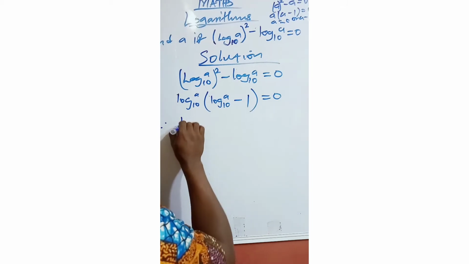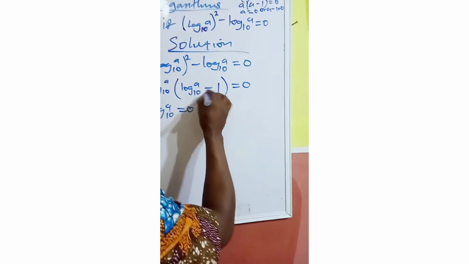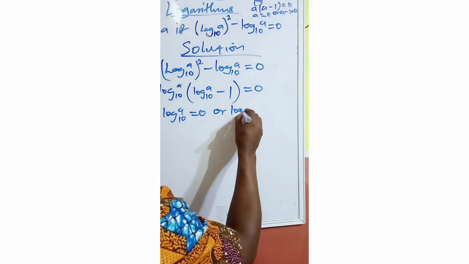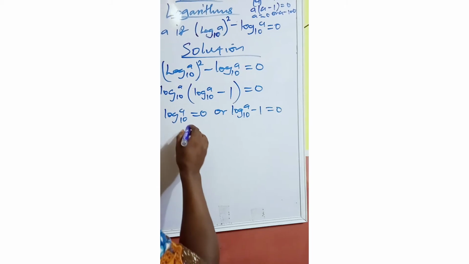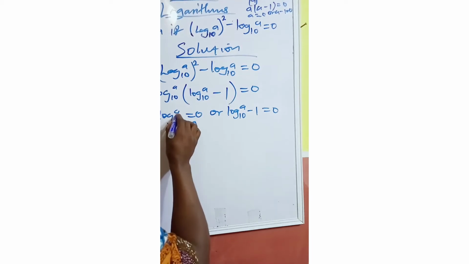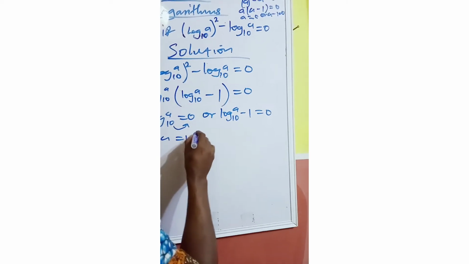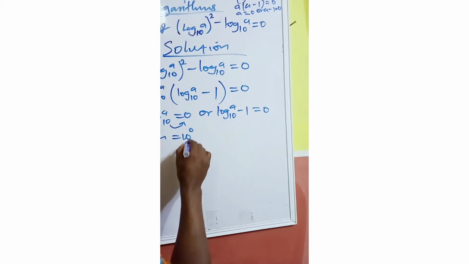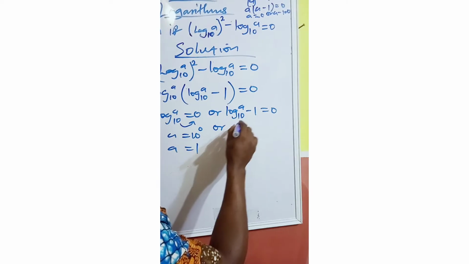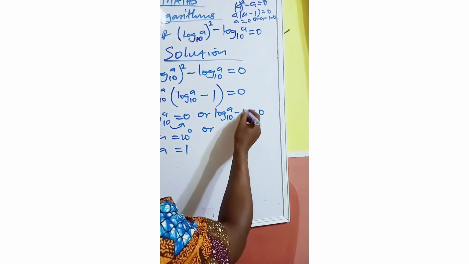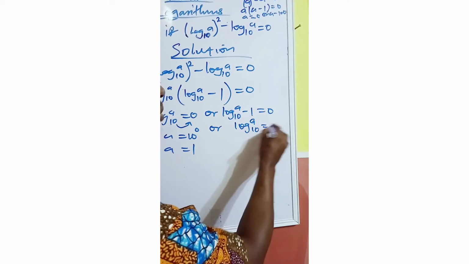Then in that regard, we are going to have log a base 10 equal to 0, or log a base 10 minus 1 is equal to 0. Now, at this point, we apply this principle. This a will come down, then we have a, and this 10 will come and carry this 0. Remember that 10 raised to power 0 is 1. Or the same thing, this minus 1 will be taken to this side, then we'll be left with log a base 10 equal to 1.